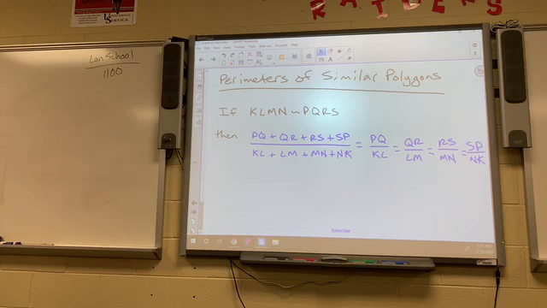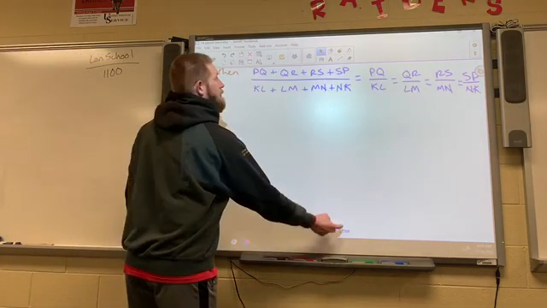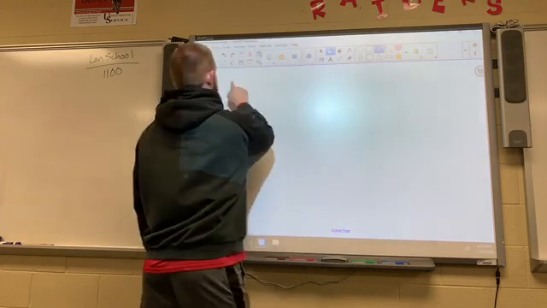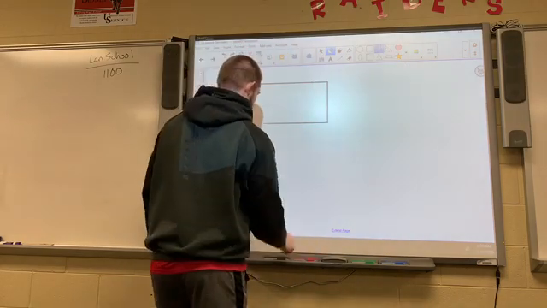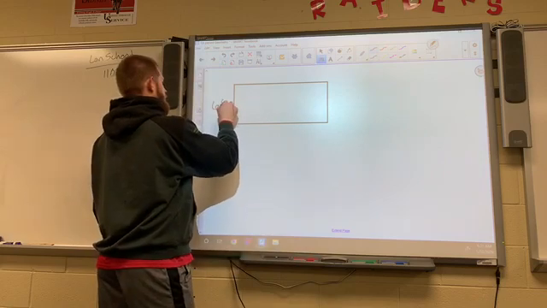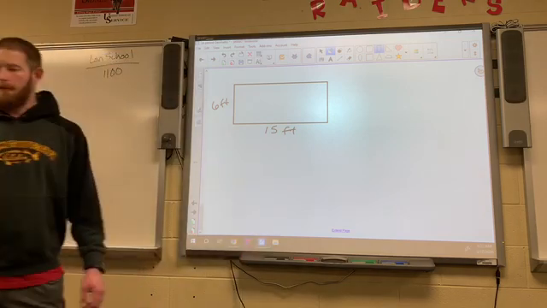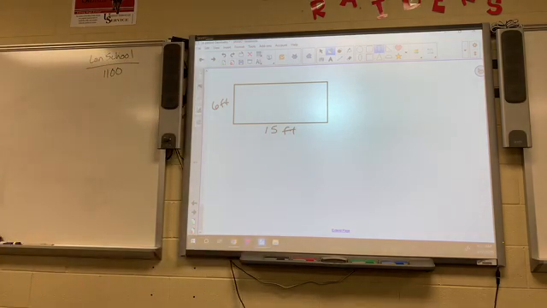Okay, so the example that they give me here says your neighbor has decided to enlarge his garden. The garden is rectangular with a width of 6 and a length of 15. Okay, so I have a rectangular garden, a width of 6 feet, and a length of 15 feet. And we're going to make it bigger, so keep that in mind. We're doing an enlargement.